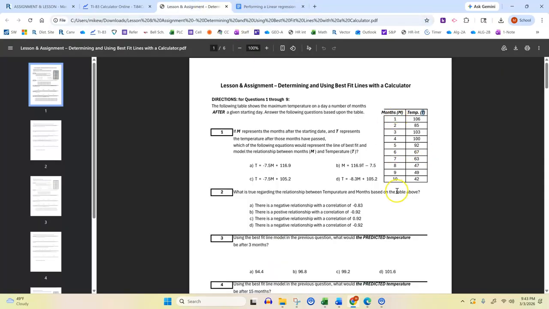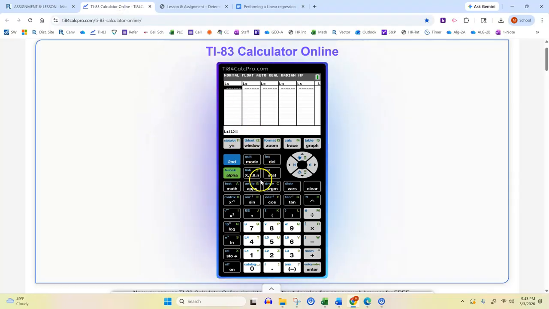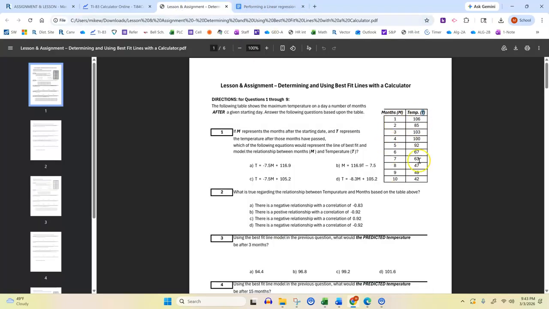We've got the months, so that's going to go in the L1 or the first column, and then we've got the temperature. So remember, from the last exercise, 1 is the first month, enter, 2, enter, and I'm not going to make you watch me enter all the rest of them in, but that's for the months. But I also need to do the temperatures over here.